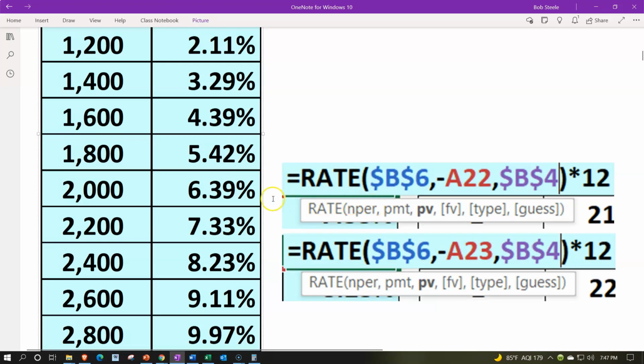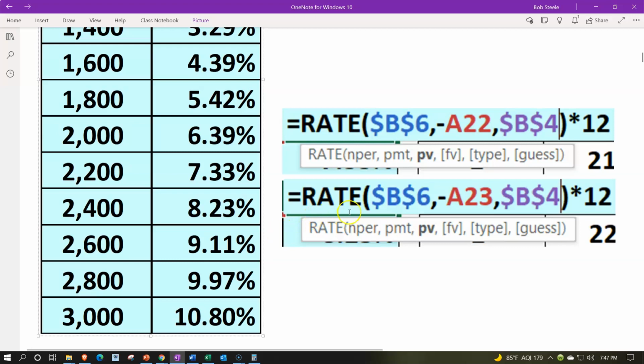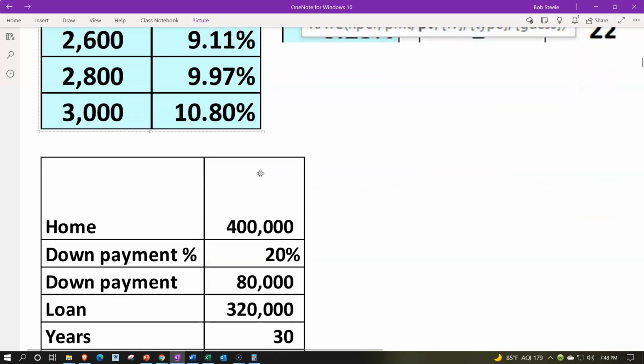If I copy this formula down from the 6.39 cell to the 7.33, we get the same calculation moved down. The rate, number of periods, same cell reference because we got the same number of periods from the data up top, the 360, comma, payment. This one has moved down from A22 to A23 because it's moving down from the 2000 to 2200. And then the present value is absolute, same B4 with the dollar signs, because it did not move down. That's the loan amount, times 12. That would give us our percentages, so we can do that comparison side by side.